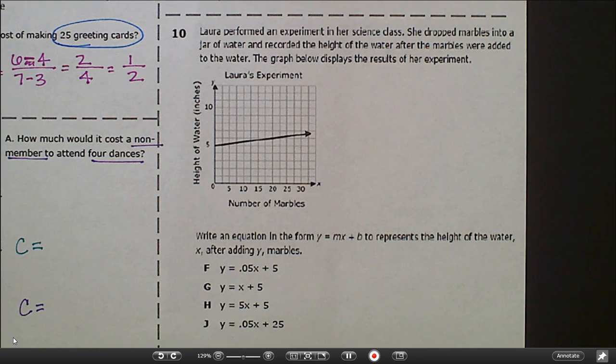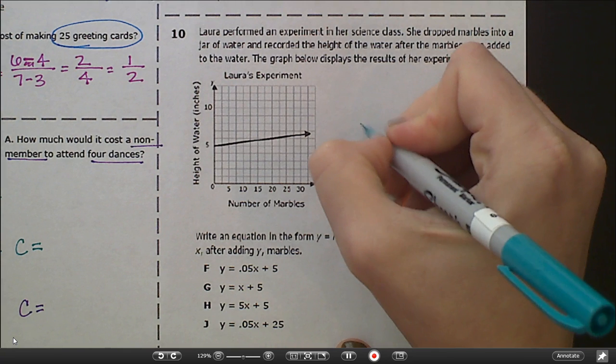But I want you to realize that this is actually a pretty simple question if you give it a few minutes. So the question says, write an equation in the form y equals mx plus b. Okay, all of these equations are in that form to represent the height of the water after adding y number of marbles. So the height of the water after adding some number of marbles. So all you have to know in order to write an equation from a graph is your y-intercept.